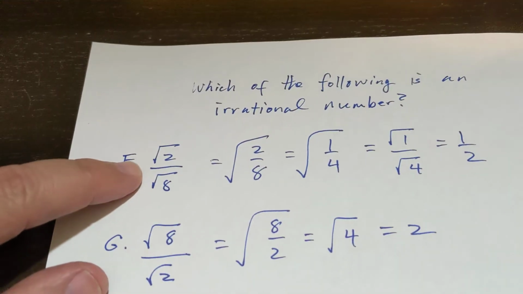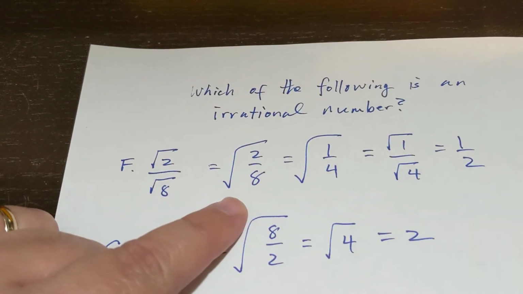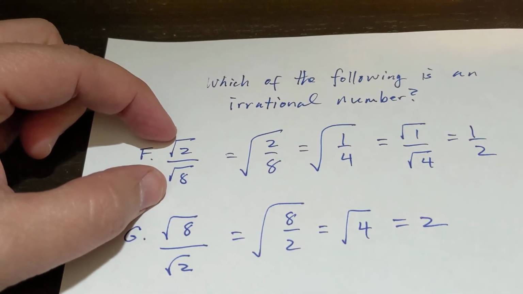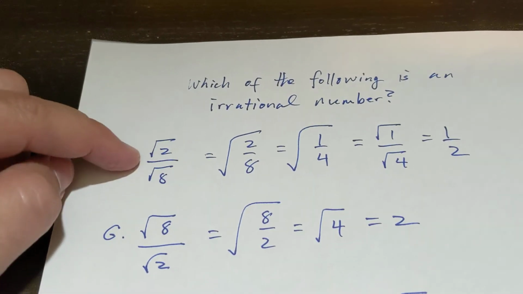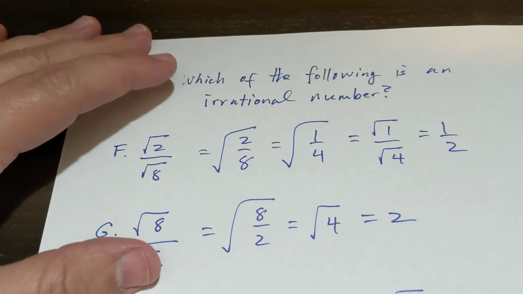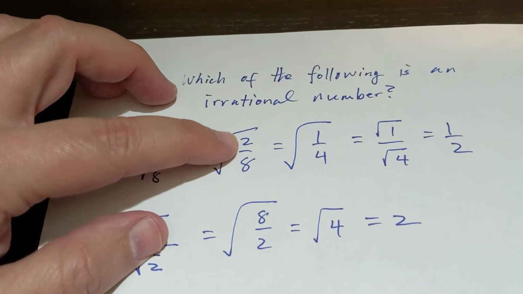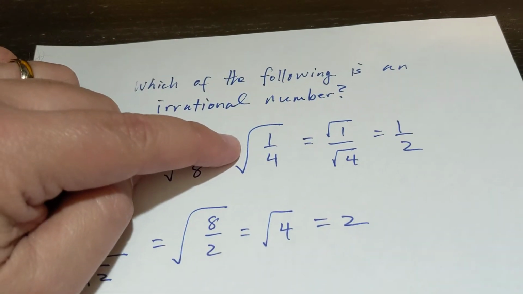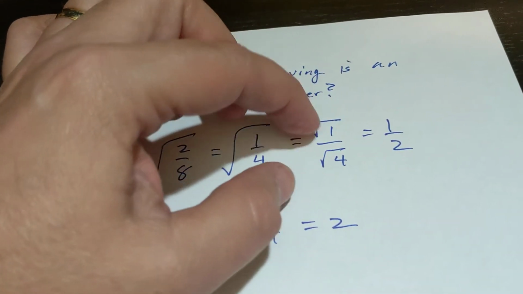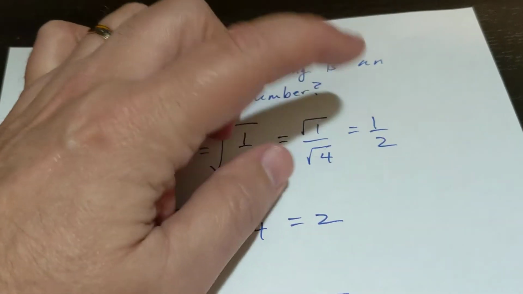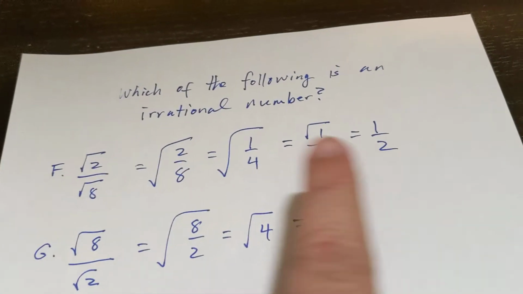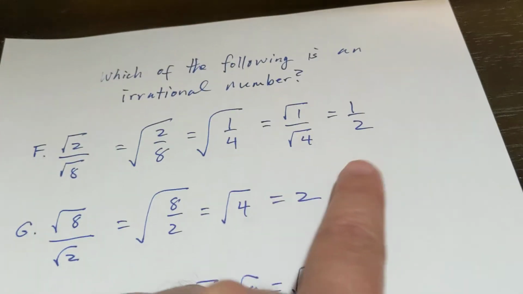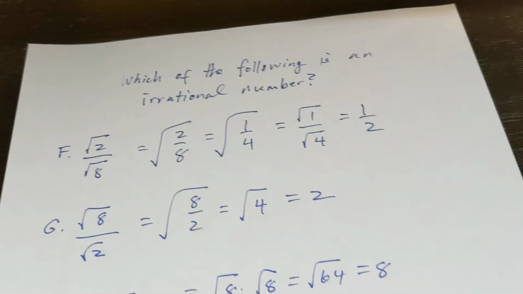If you convert square root of 2 over square root of 8 to square root of 2 over 8, that's a principle. If you have square roots in the numerator and denominator, you can substitute that for just one big square root. And if you reduce 2 over 8, that's 1/4, and then convert it back, so one big square root to two separate square roots. So the square root of 1 is 1 and the square root of 4 is 2. So that's a half. And the definition of an irrational number is a number that cannot be written as a fraction. Well, this is a fraction, so it's not F.